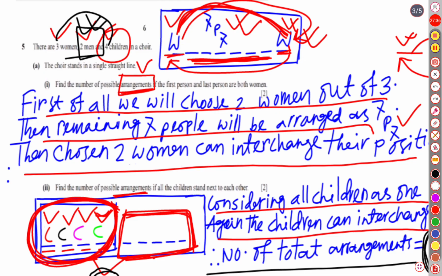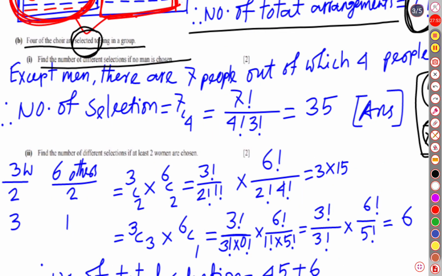So the whole of our question is now based on 7 people. Men cannot be included at all. So out of 7, how many are chosen? We will have to choose 4. Out of 7 we will choose 4. Yes, it says that 4 choir should be chosen and there should be no man. Find the number of different selections if no man is chosen. So if we don't choose any man, then how many are remaining? There are 7.